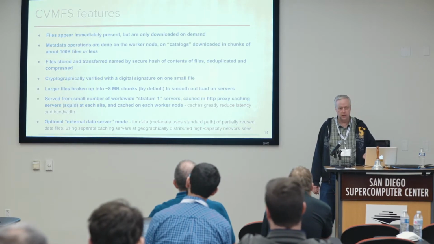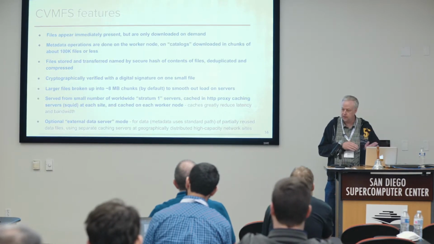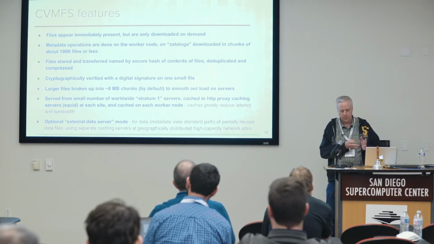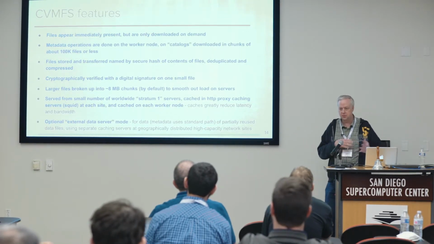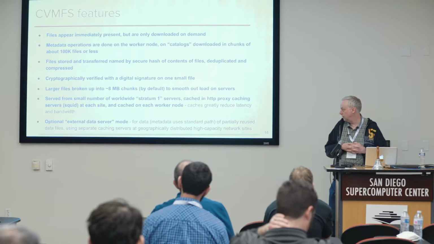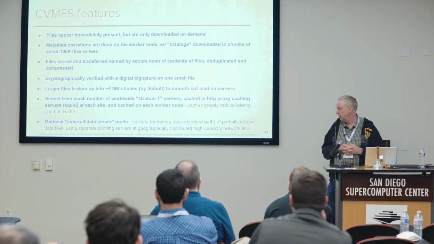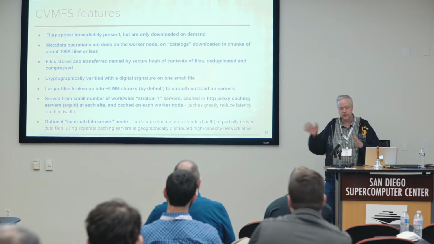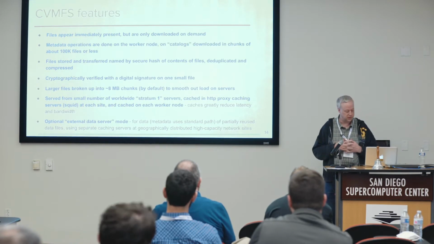There's also an optional external data server mode. This is for larger data files that are partially reused. They're not used on every node like with the software, where every node in a batch of jobs is going to access the exact same things. This is more of a case where some of the files get reused some of the time. The metadata still goes through the regular normal paths, but when you actually go to access the data, it goes off to different servers, which may not be on your site, but are geographically distributed. We have about a dozen of these sites currently around the OSG at major universities.